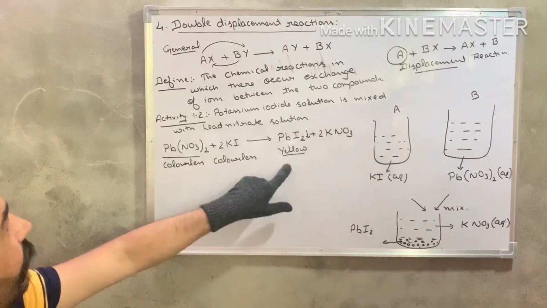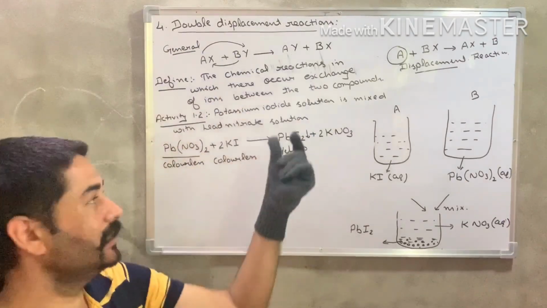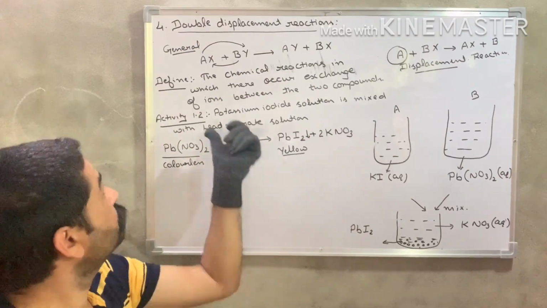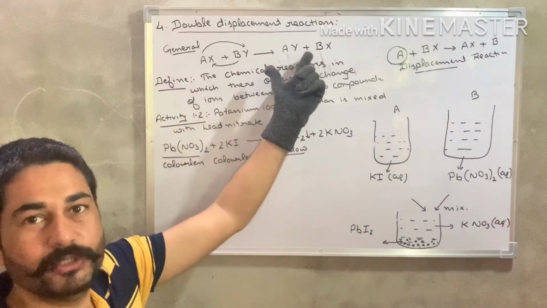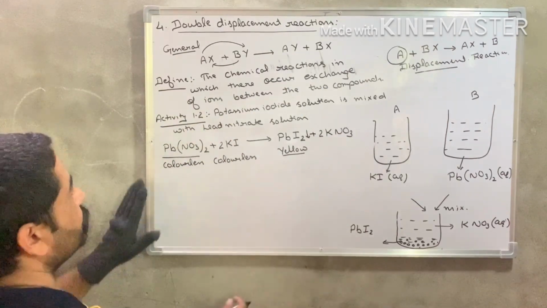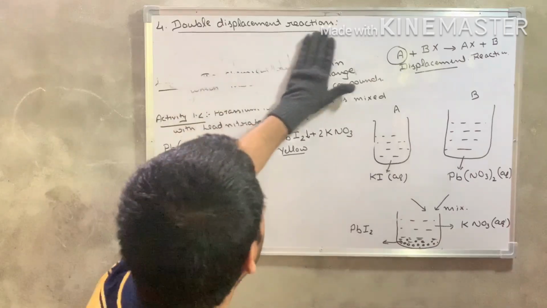Now you can check that in every double displacement reaction a precipitate is forming. So sometimes this double displacement reaction is also known as a precipitation reaction. So I'm going to rub this off.